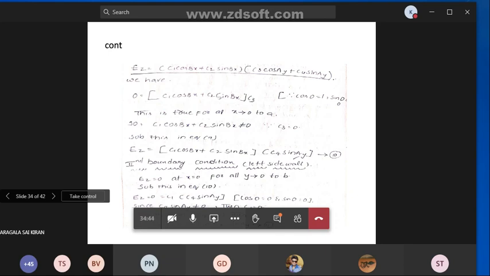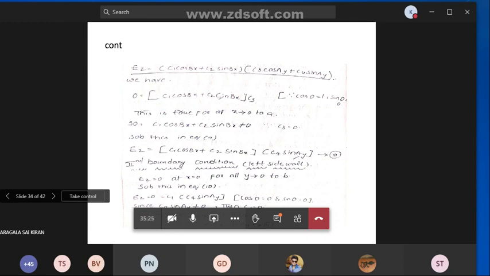(C1 cos bx plus C2 sin bx). So here C3 becomes 0, then you will get C4 sin ay. So Ez equal to, substitute C3 equal to 0 in this equation. Then Ez equal to (C1 cos bx plus C2 sin bx) into C4 sin ay. That is the first boundary condition.